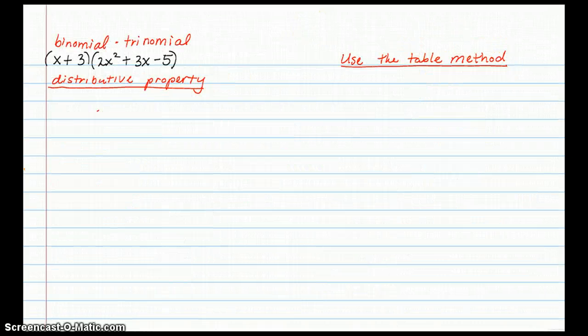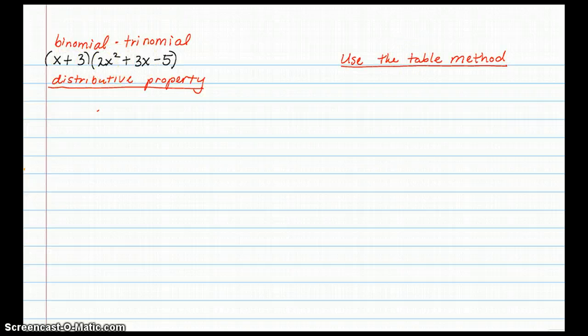All right, this is not in your book, but you need to understand what we're doing here and why the FOIL method is somewhat limited. So for this particular problem, the binomial x plus 3 is being multiplied by the trinomial 2x squared plus 3x minus 5. Now the distributive property and the table method will work when you have a binomial times a trinomial or a trinomial times a trinomial. So these 2 methods will work. FOIL will not work for a problem like this.